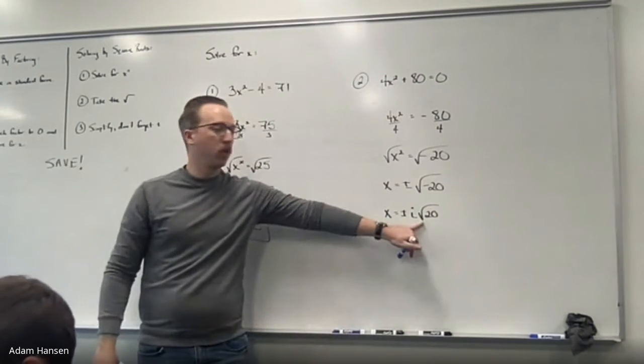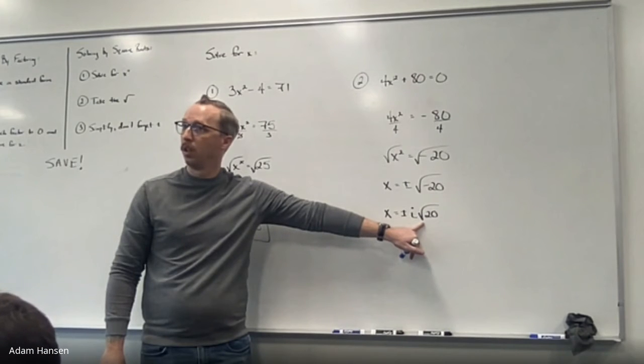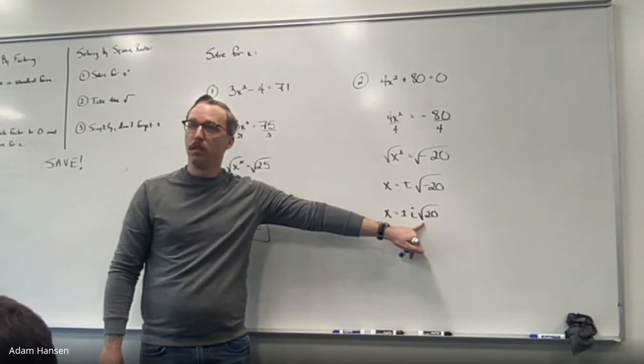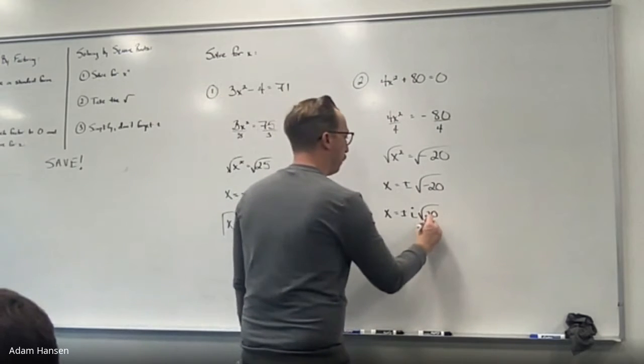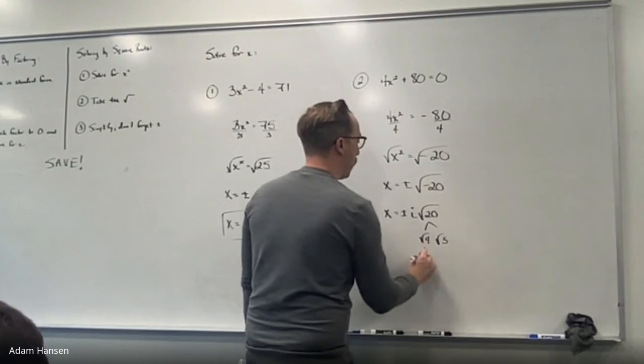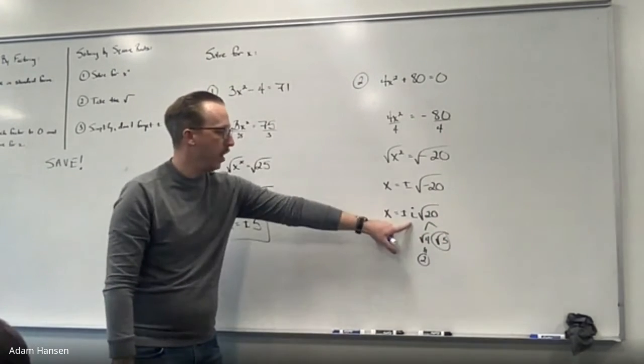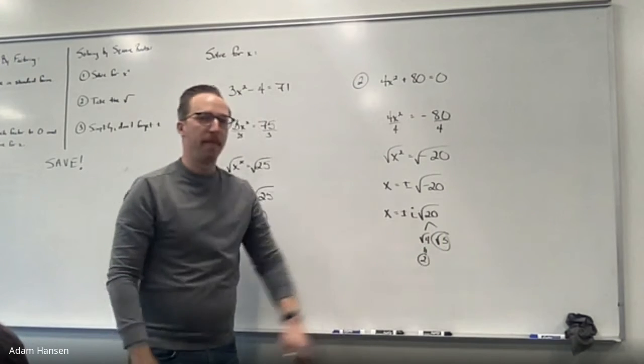But I believe the square root of 20 could even be simplified further because aren't there perfect squares that divide into 20? Namely, which one? 4. 4 and 5. Square root of 4 makes 2. So I think I've got i times 2 radical 5 for my 2 different solutions.